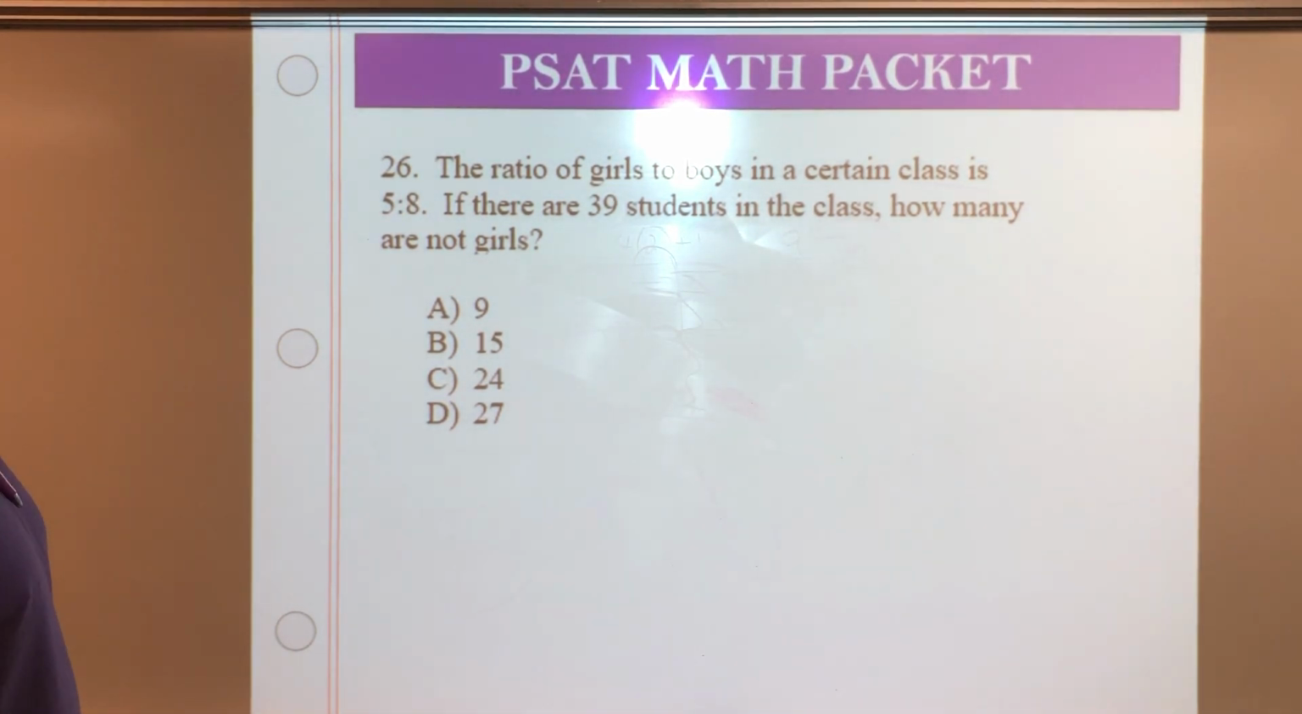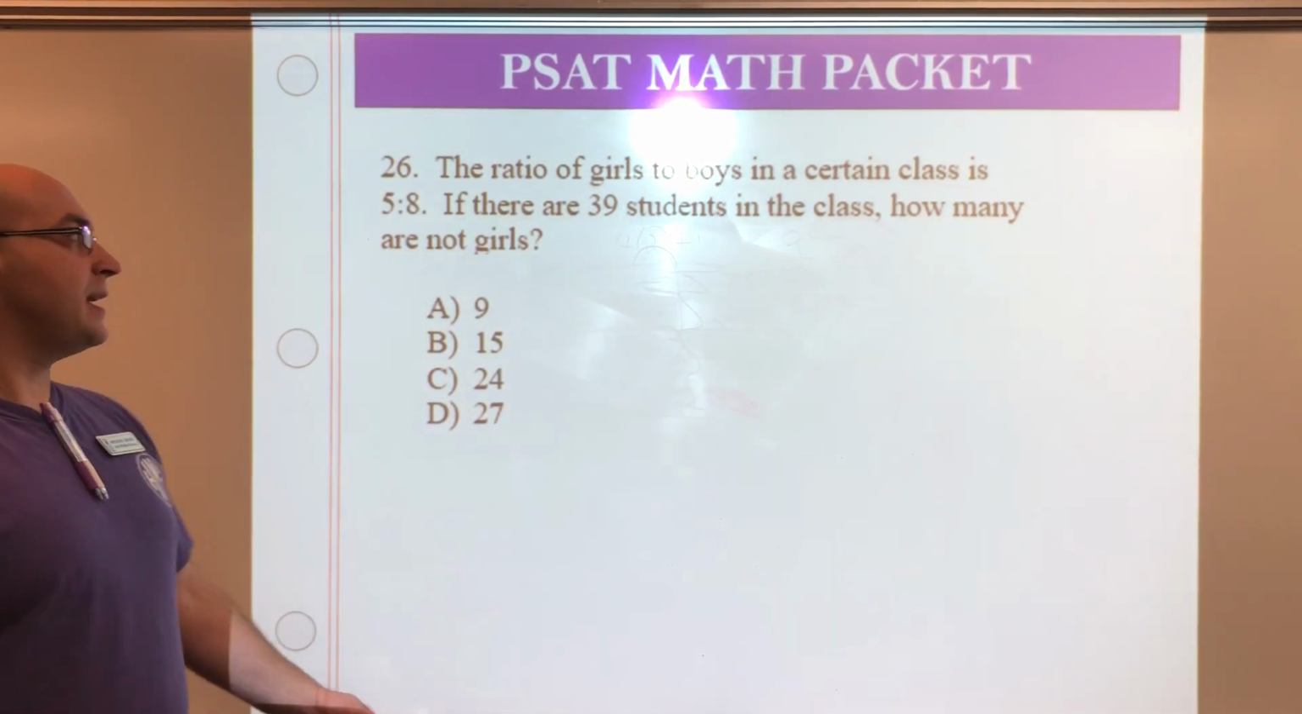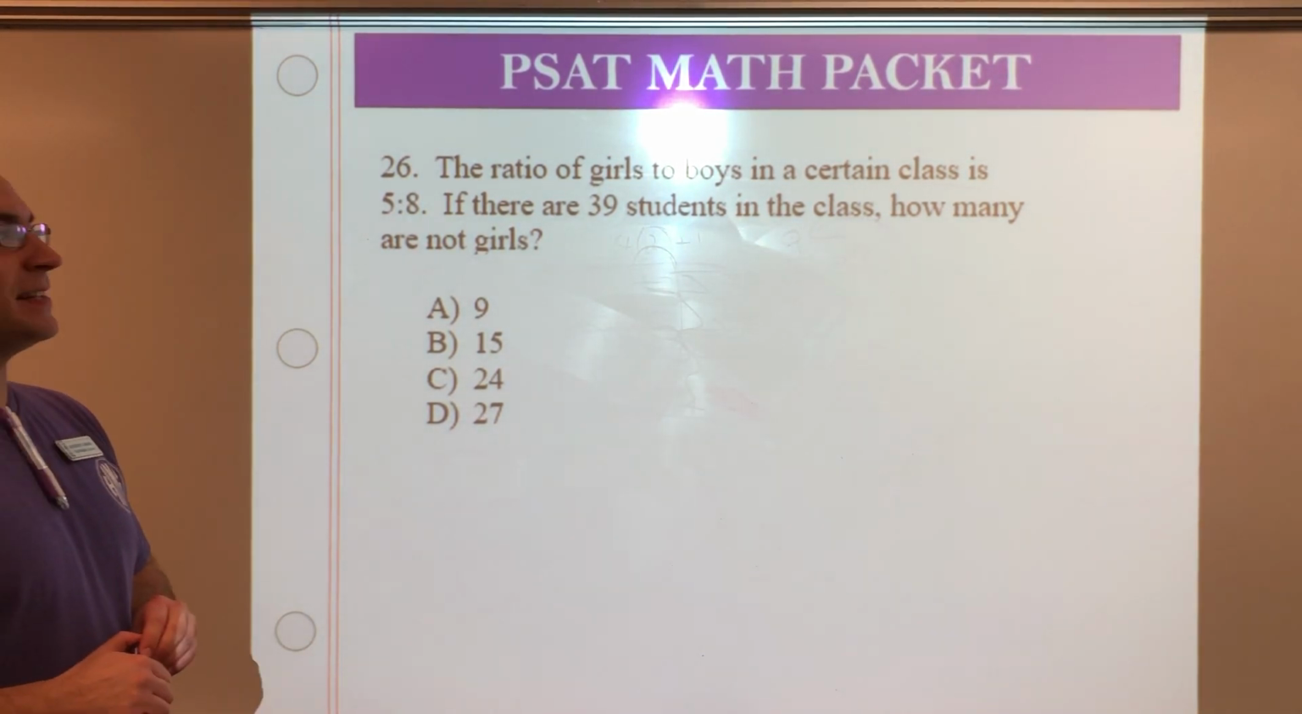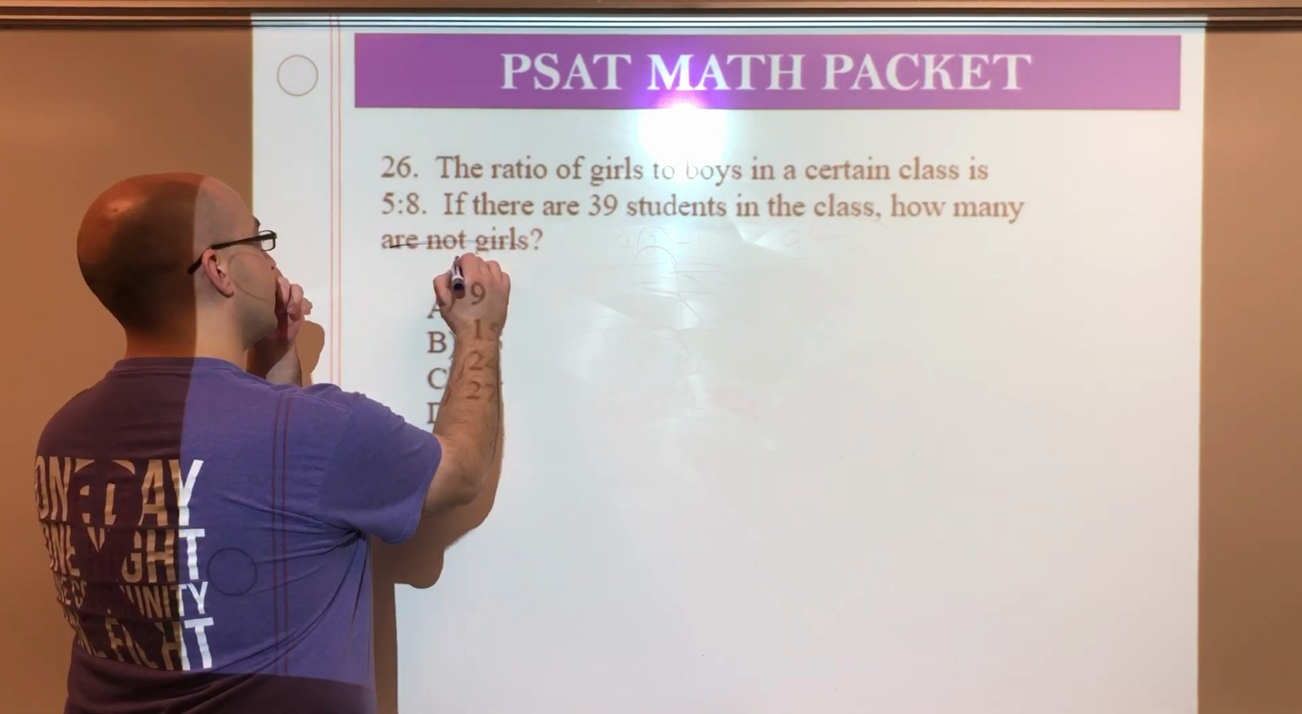Number 26, the ratio of girls to boys in a certain class is 5 to 8. If there are 39 students in the class, how many are not girls? Okay, so it's basically asking how many are boys.